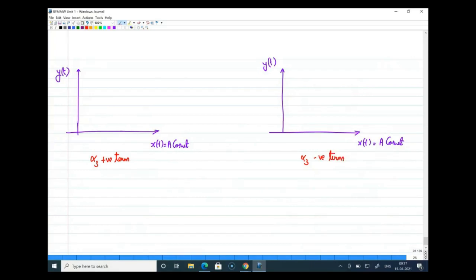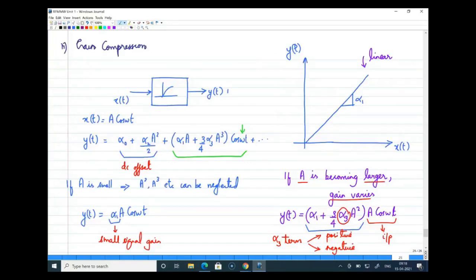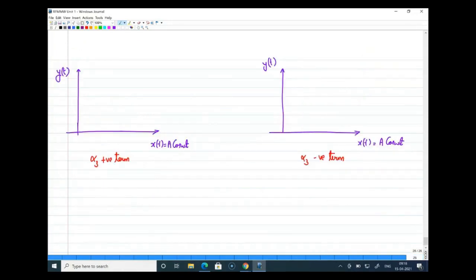Now you can clearly see that your x-axis term here is a. X-axis is your input signal. Now when your input signal is very small, as per the discussion before, this term, 3 by 4 alpha 3 a cube, can be neglected, and in that case I can say your gain will be proportional to alpha 1. When your a is very small, the term dominating will be alpha 1 a.